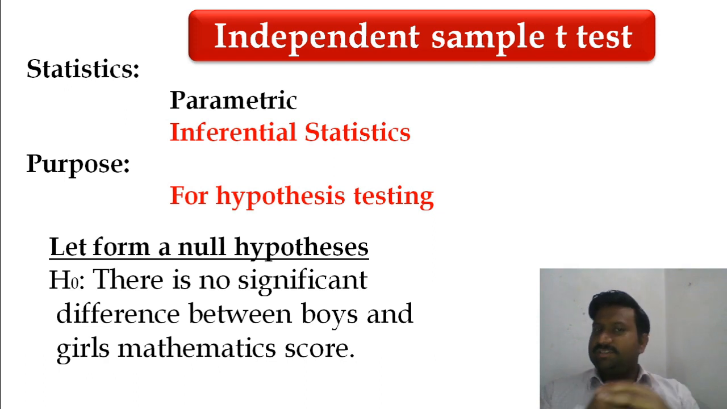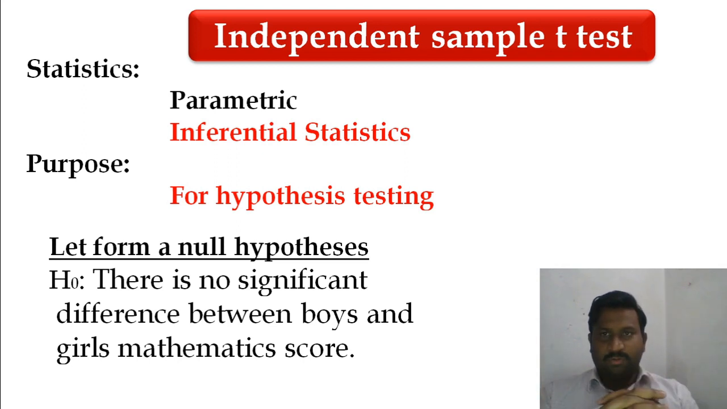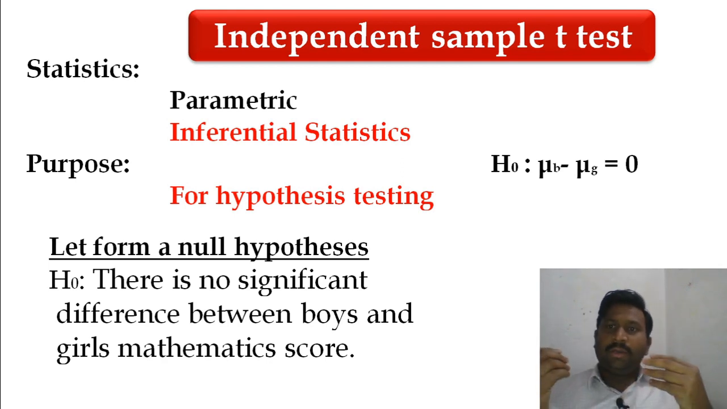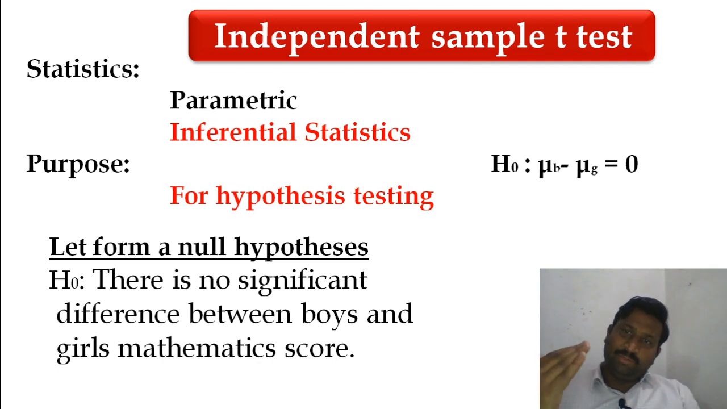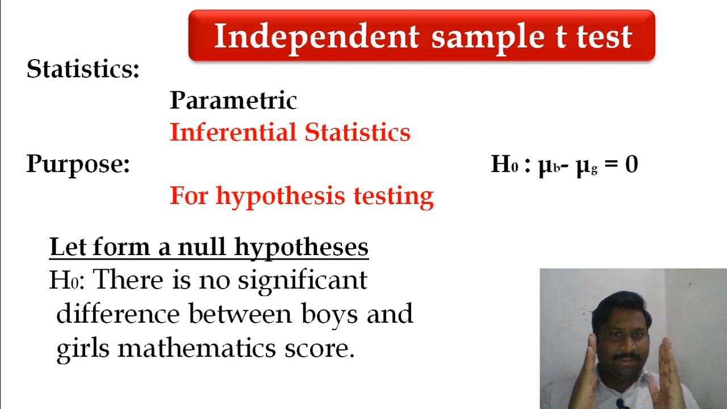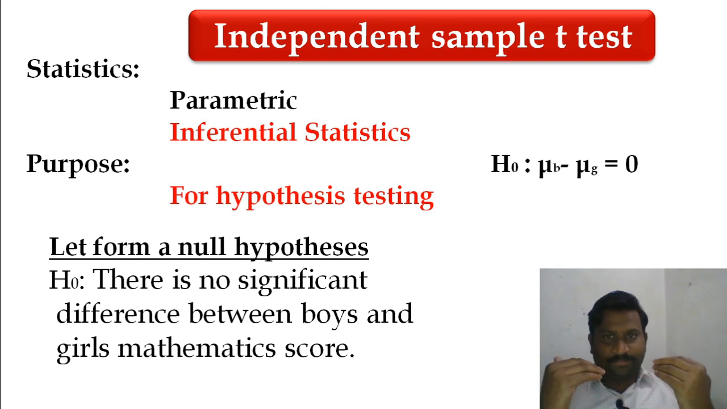Another language for this hypothesis may be: boys and girls have equal score, or there is no significant mean difference between boys and girls mathematics score. Another way of writing this null hypothesis is like this. We represent the null hypothesis with H naught: mu b minus mu g is equal to 0. Mu b means mean score of boys, mu g means mean score of girls. So if there is no significant difference, the difference will be 0. In other words, boys and girls have equal score, so their difference will be 0.